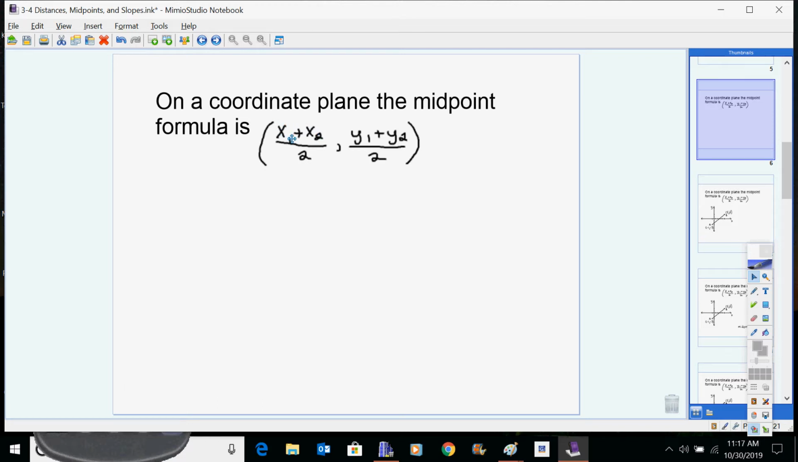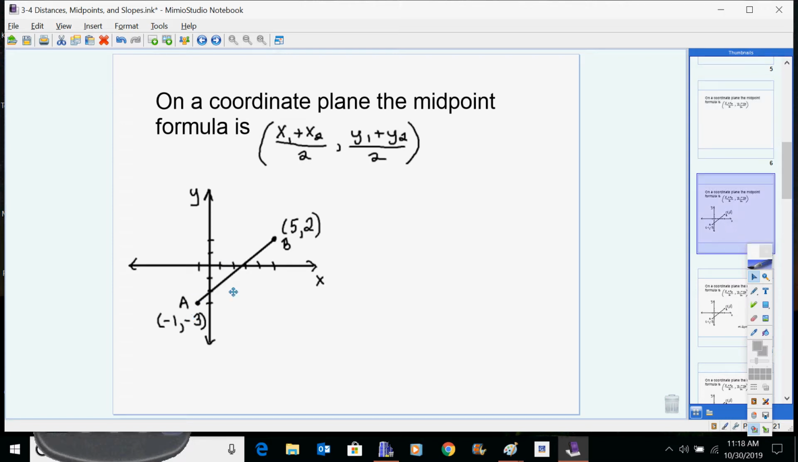Notice it still involves adding the coordinates and dividing by 2, but since there's an x direction and a y direction, you have to do it twice. You have to do it for the first one, and you have to do it for the second one. So when we go back to the problem that we had, same line, I want to do something different with this segment this time. I want to find the midpoint, the exact middle. Once again, I purposely didn't put it on graph paper because we don't want to just guess what the midpoint is. We want to actually calculate the midpoint.